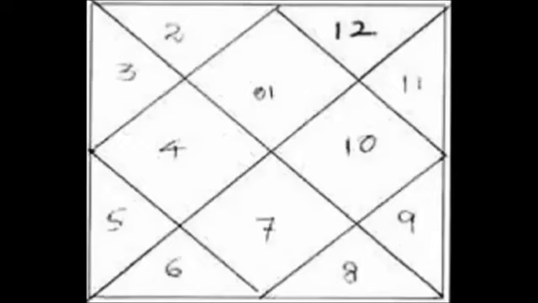So, if the Lagna is Cancer, you have to put number 4 in the top middle box. Next to it, you put number 5 indicating Leo. Next, number 6 indicating Virgo. Next, 7 indicating Libra. That way you have to make the chart and put the planets wherever they are. I hope you have understood this model.